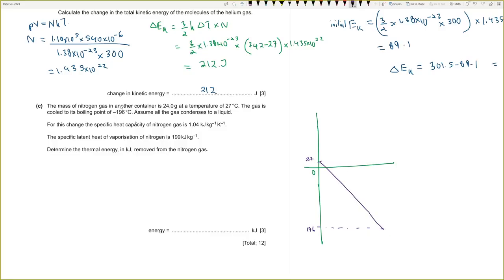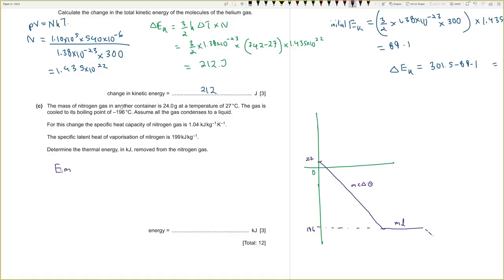And then all of it basically condenses to a liquid. So determine the thermal energy removed from the nitrogen gas as it turns into a liquid. Then it will cool down further, maybe, but essentially we have to find out the total energy removed. Okay, so there are two phases. One is for mc del theta, the other is for ml. Okay, so let's find out the thermal energy removed.